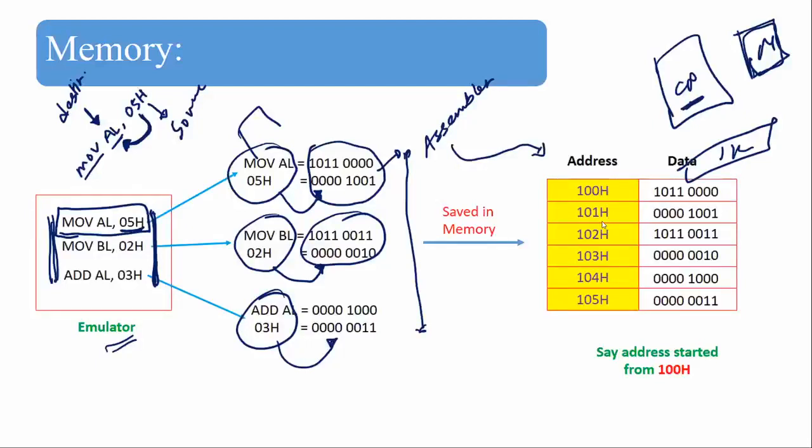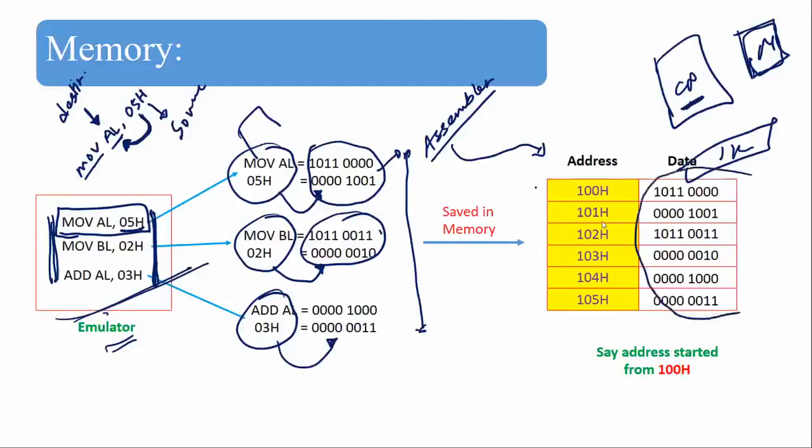Whenever we have an assembler, it translates the assembly code to machine code. After translating, it saves that code into different addresses in the code segment. Obviously we will go to the code segment and things there.